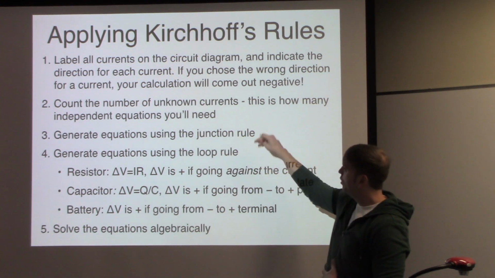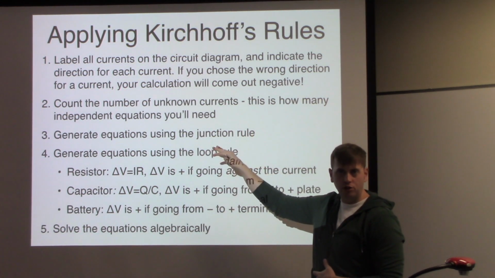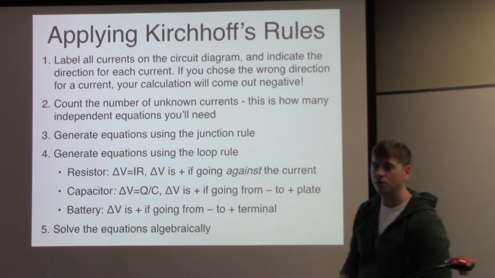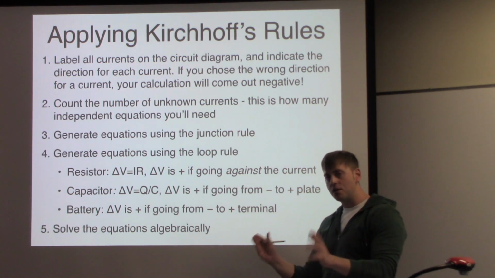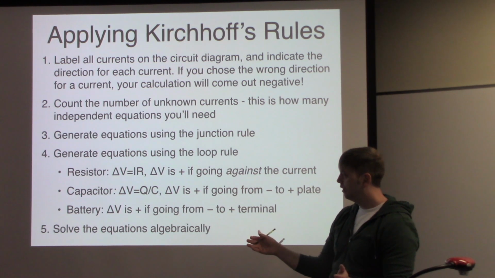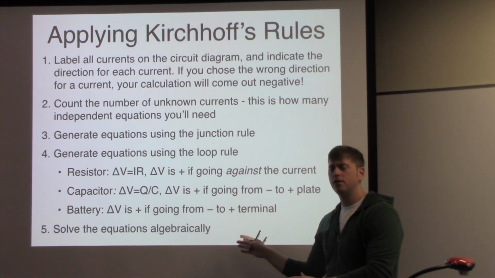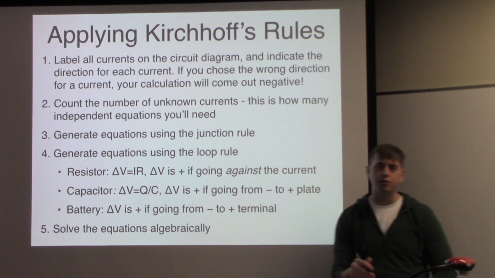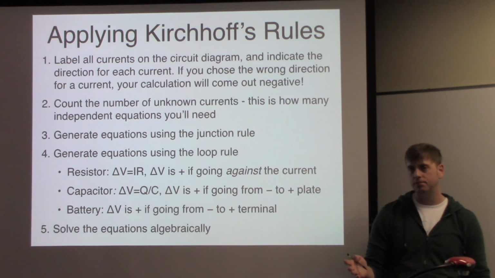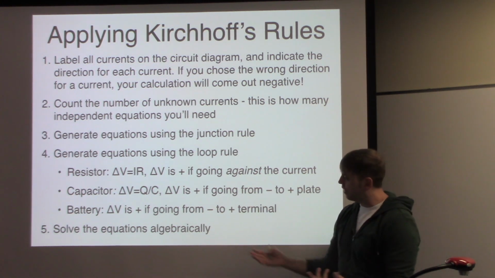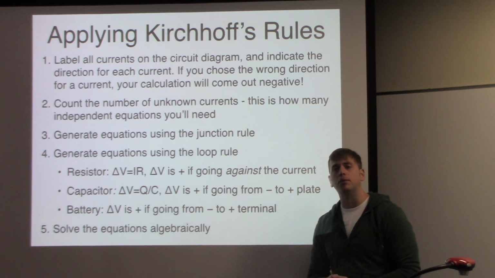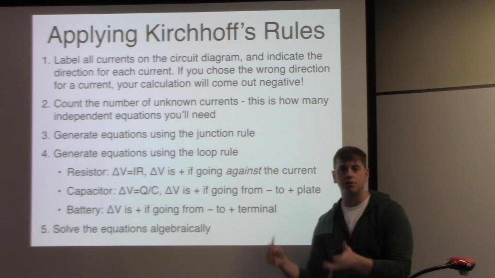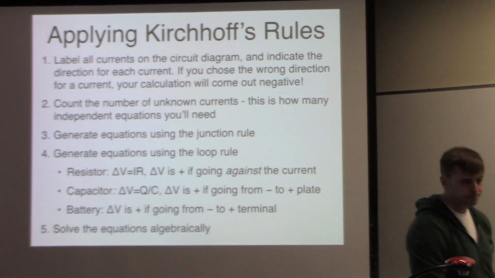Once you've come up with all of your equations using the junction rule and the loop rule, and again, you need as many equations as you have unknowns, the rest is just algebra. So step 5 is to solve your system of equations algebraically. Now, this can be kind of time consuming, but it's pretty straightforward to solve a system of equations algebraically.